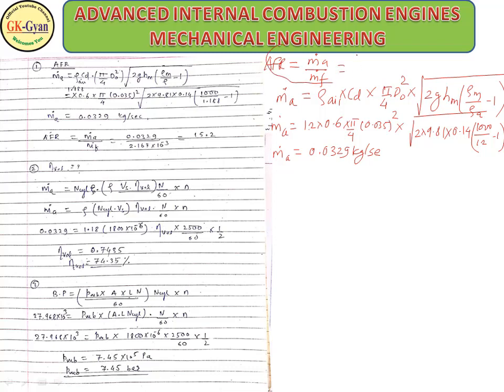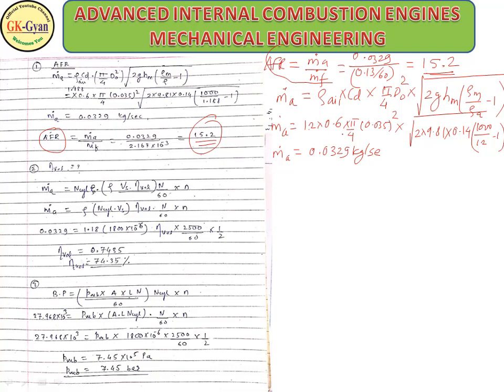So here we can calculate AFR. AFR is m dot A, 0.0329, divided by m dot F, which is 0.13 divided by 60. Okay, so it is calculated as 15.2. So AFR is calculated as 15.2.